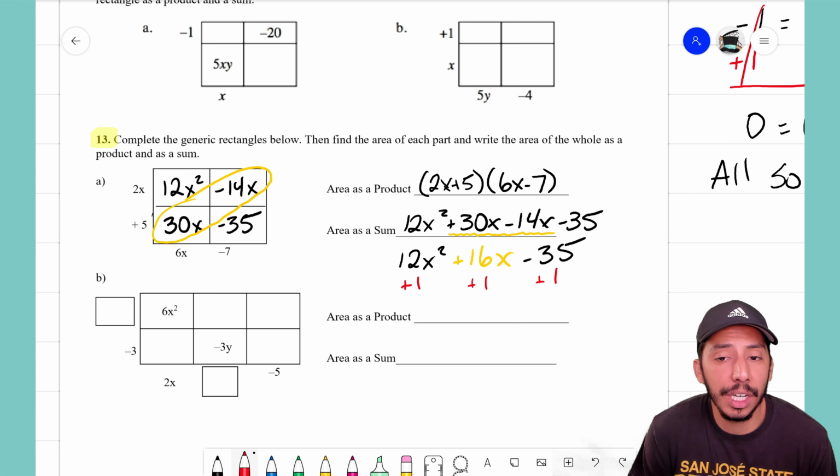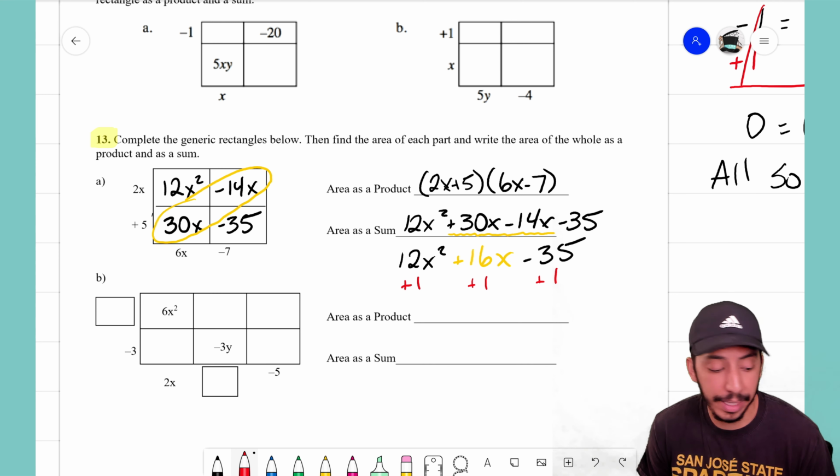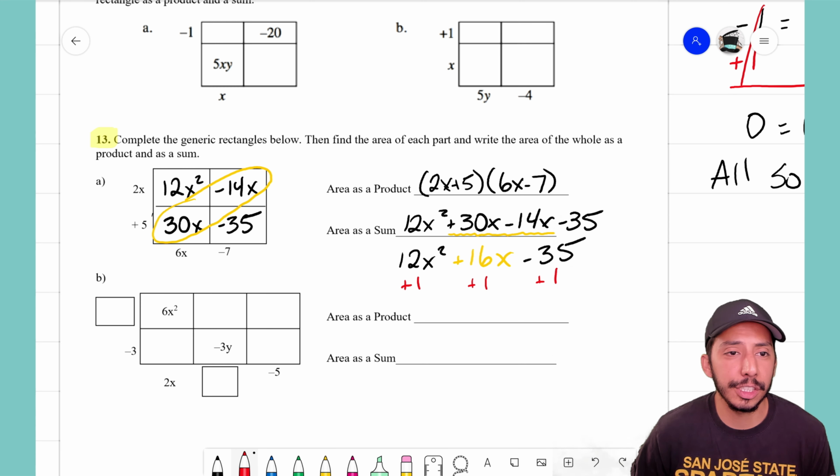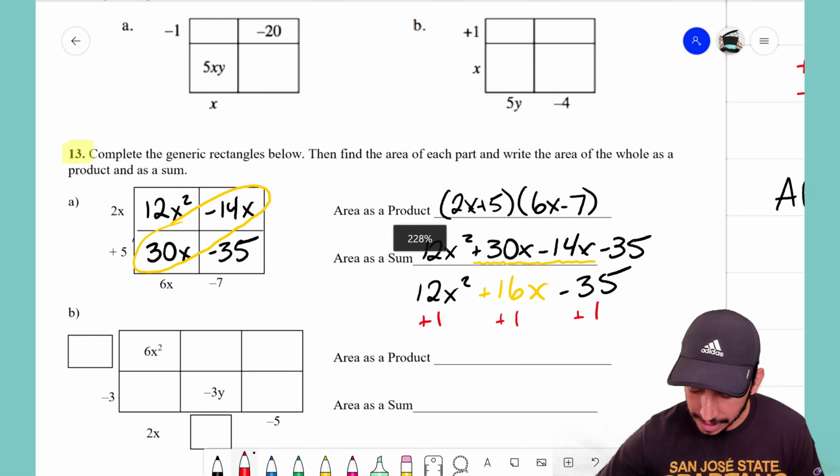Alrighty. Any questions with A? We've got about 20 minutes left of class. I think maybe we could start B. We can try B as well, because B is kind of different. But I wanted to make sure, are there any questions with A?